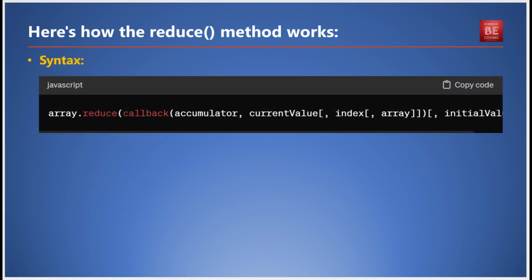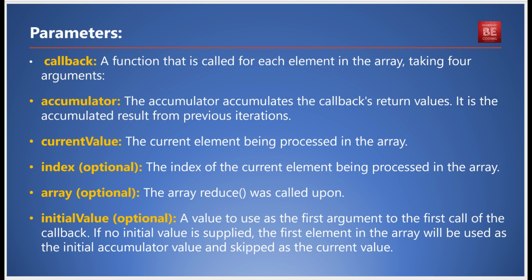The syntax of reduce is as follows: array.reduce(callback(accumulator, currentValue, index)). Here we have several parameters at play. The callback is a function that gets called for each element in the array. This function takes 4 arguments: accumulator, current value, index, and array. The accumulator, as the name suggests, accumulates the return values of the callback. It's essentially the result from previous iterations.